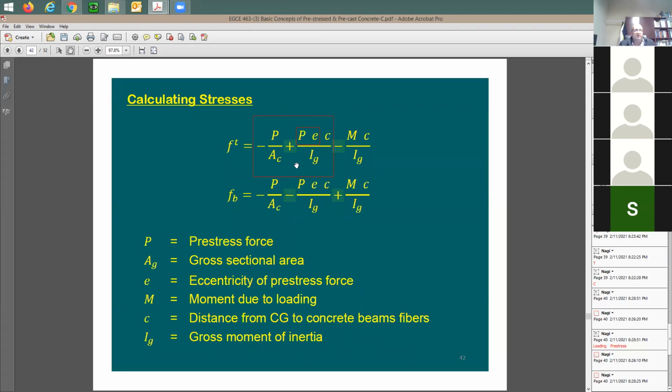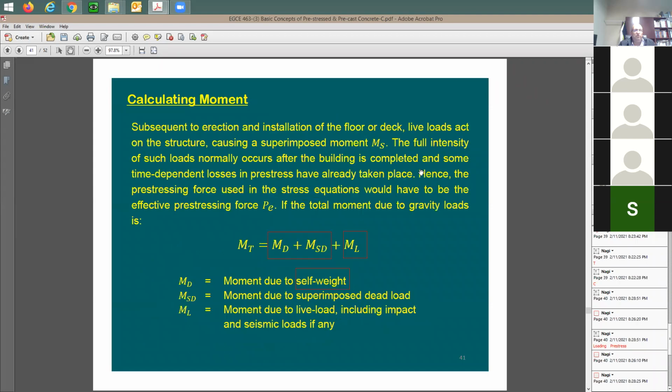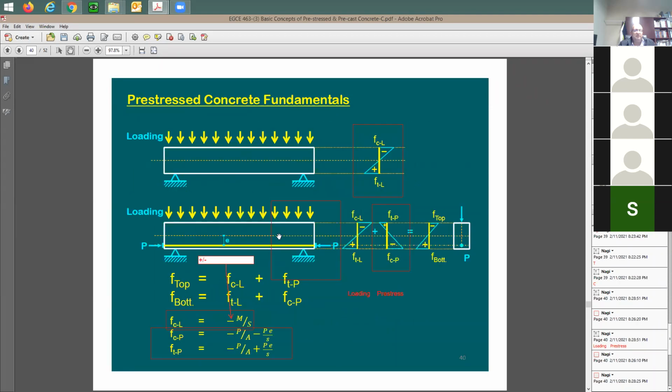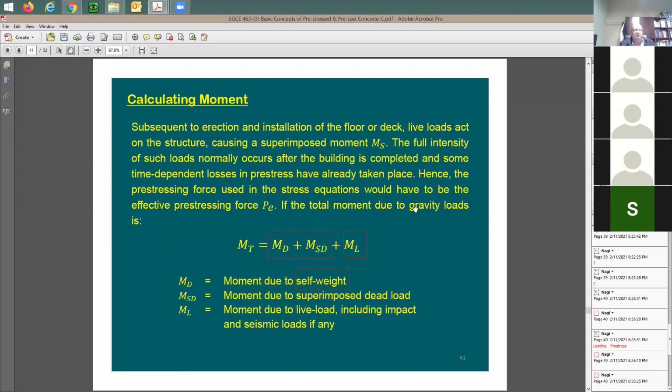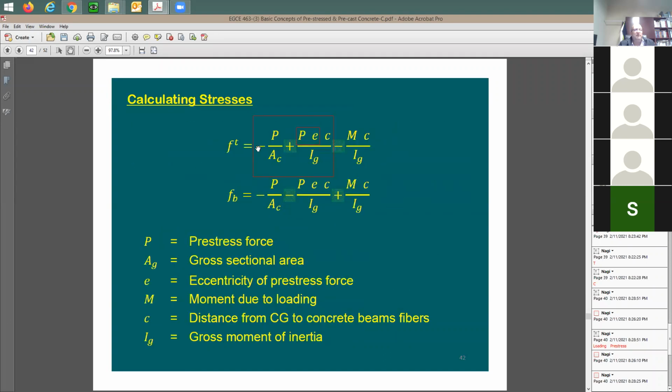Now understand this. In the top, right, when you apply the pre-stress like this, in the bottom, you're going to have compression. In the top, you're going to have tension. So tension is going to be coming from the moment, and then you have axial compression coming from the pre-stress itself. So here we go. Negative for the pressure on the concrete, and positive because you're going to apply tension on the top of the concrete.